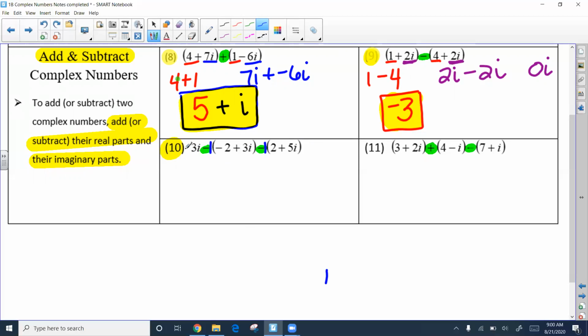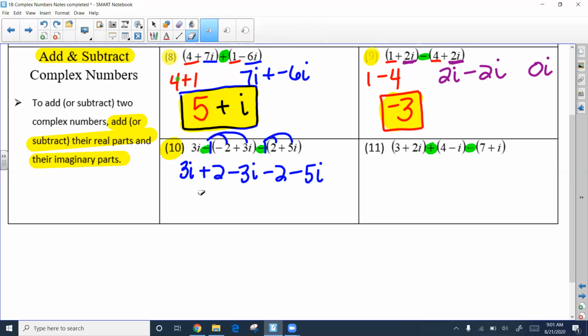That's the way I'm going to do it, since there are multiple complex numbers here. So I have the 3i in the front. If I am subtracting a −2, that would actually become a +2. And then I'm subtracting a 3i, so that'd be −3i. Or you can think of it like distributing a negative. And then here I'm subtracting 2, and then I'm subtracting 5i. Once I have the correct signs on everything, I can combine the real parts.